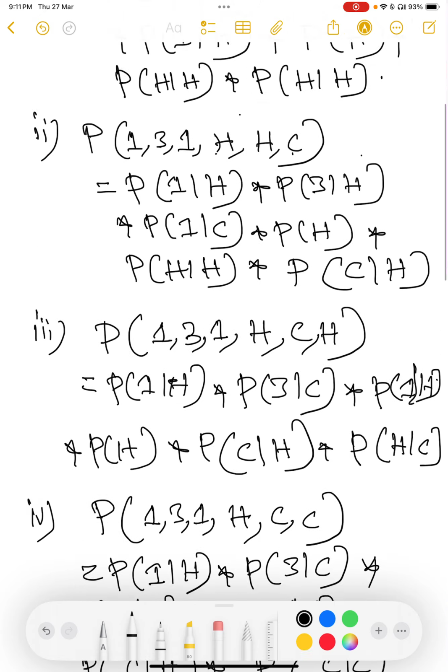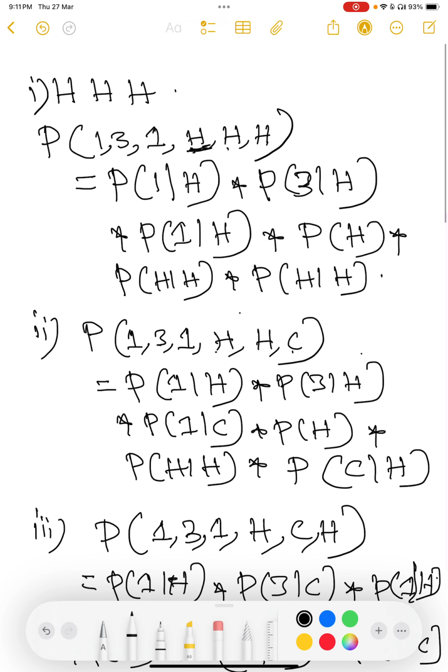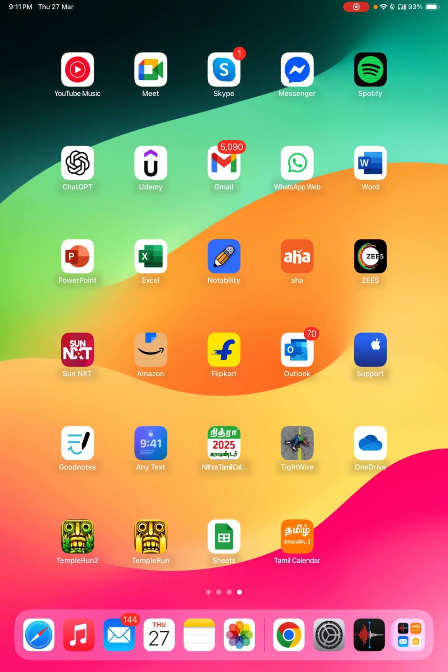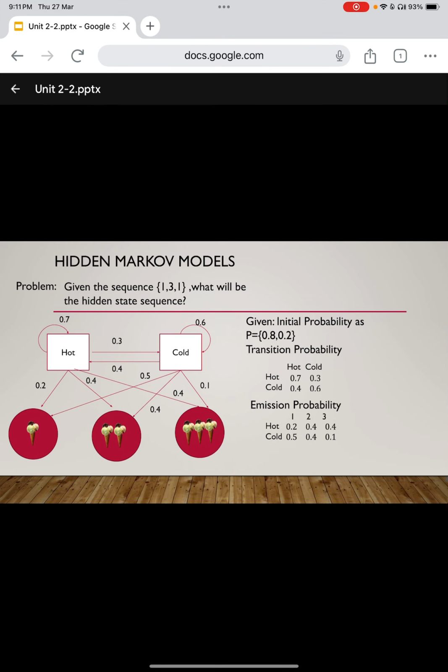So first, for the first one, one given H. What will be the one given H? We have to do the transition and emission probability. As I have told you previously, we have been given the transition and emission probabilities. So one given H is 0.2.